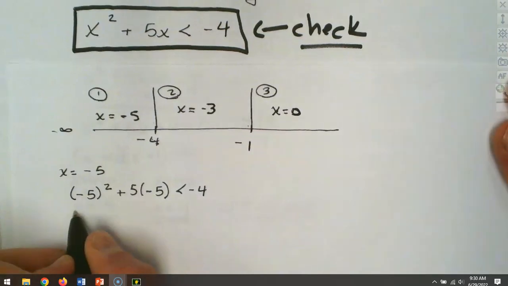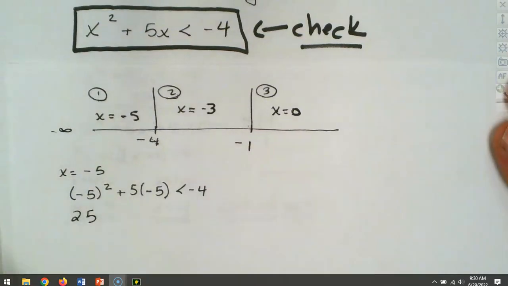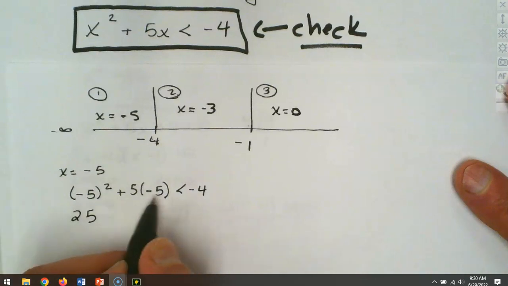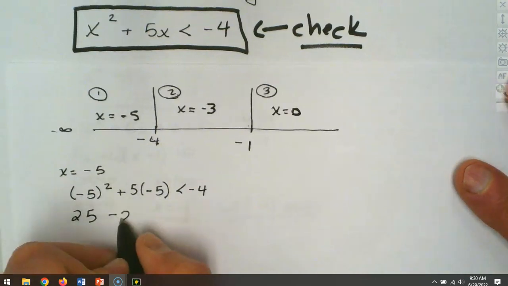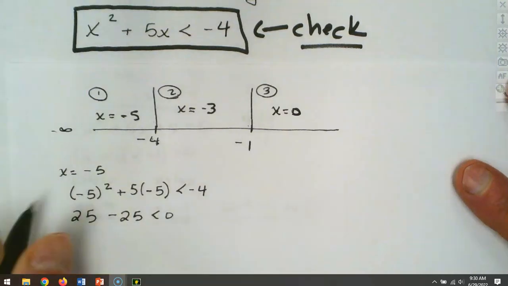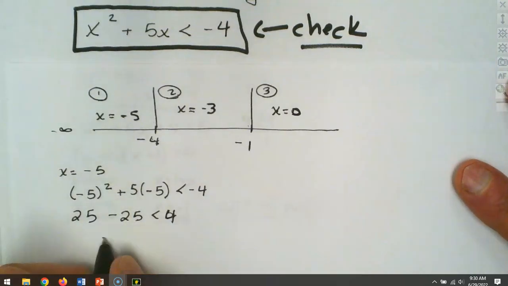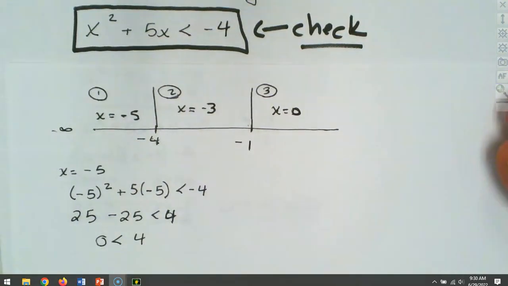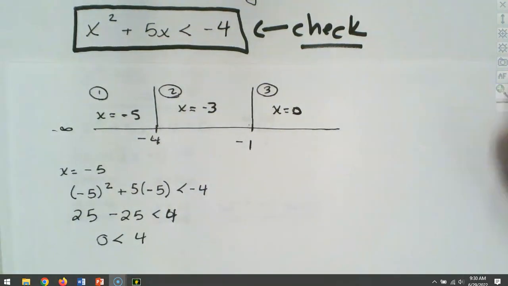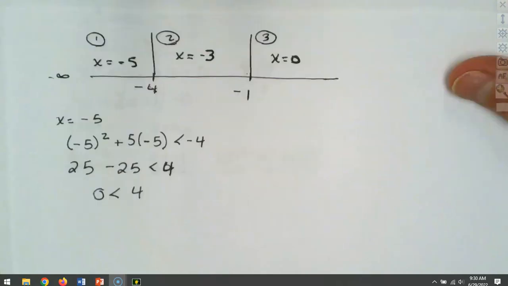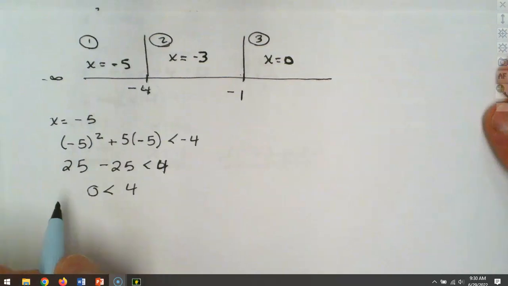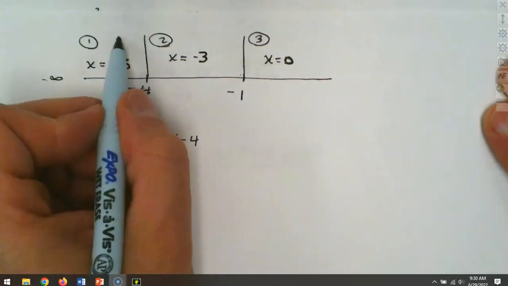Negative 5 squared is 25. 5 times a negative 5, when we plug that in, that's a negative 25. And then we get 0. All right, so is 0 smaller than a positive 4? Yes, right? 0 is smaller, so that means this region is going to be true.